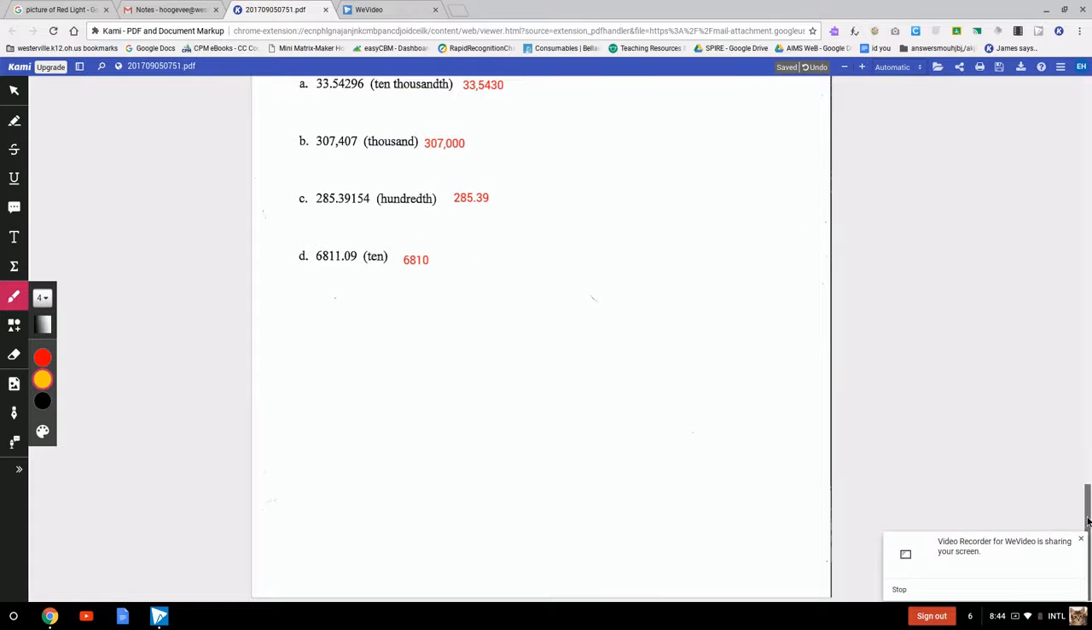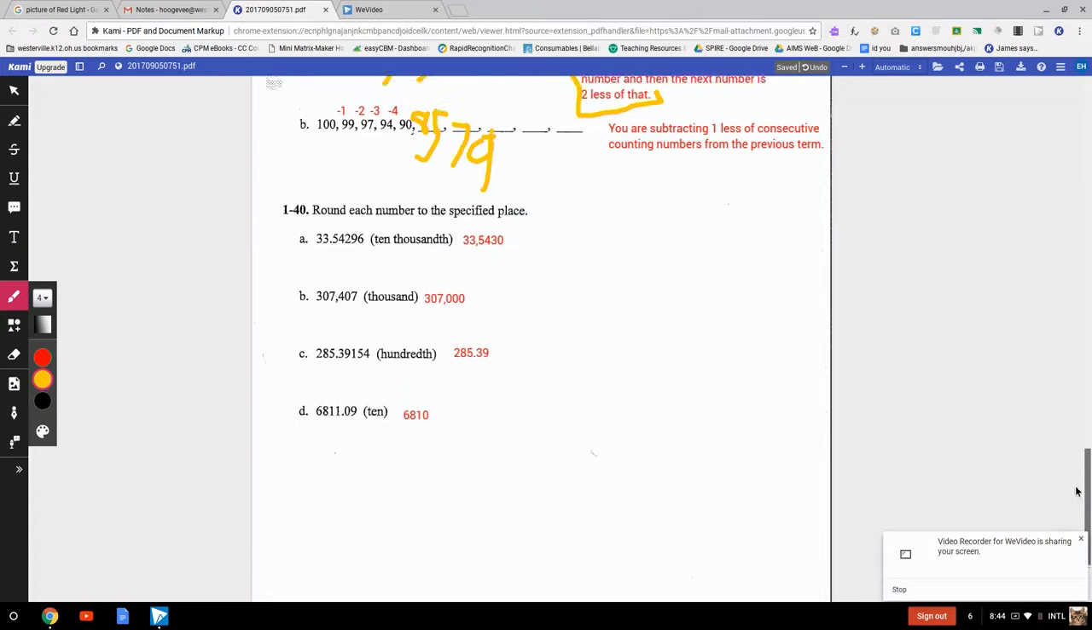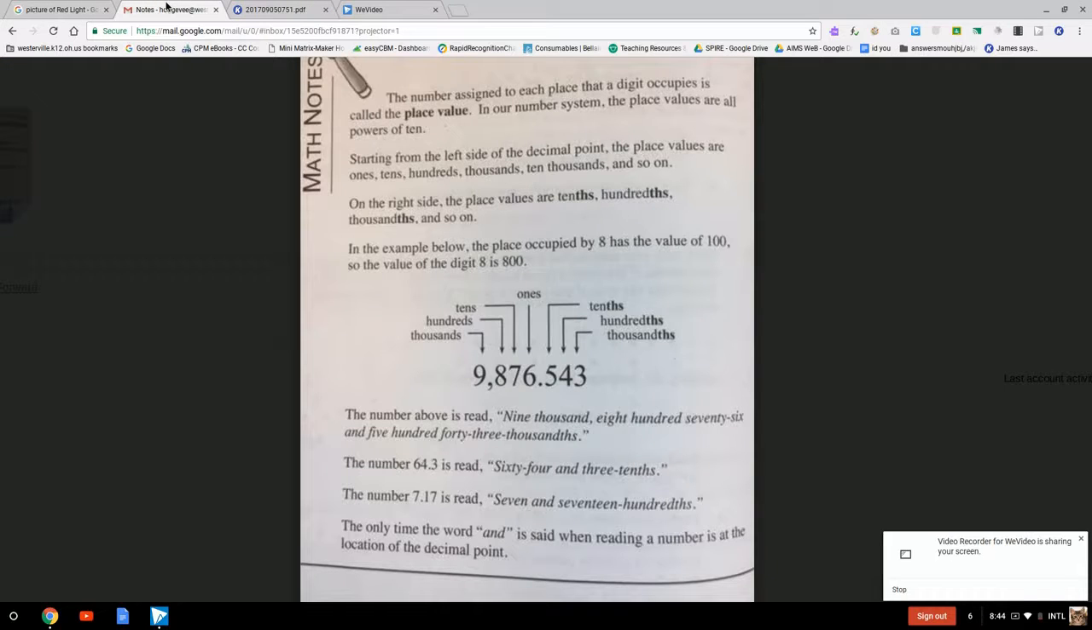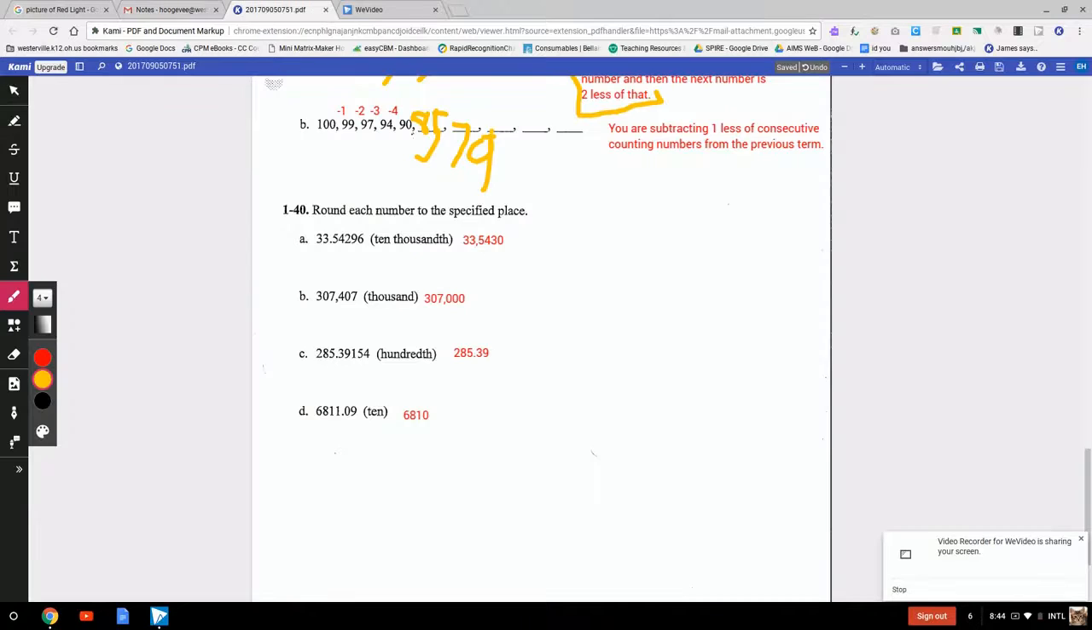Now the last one here, some people struggle with the rounding. I'm going to leave this up here for a second so you can pause it and read it through again. So right through here, here's your answers to check after you are done.